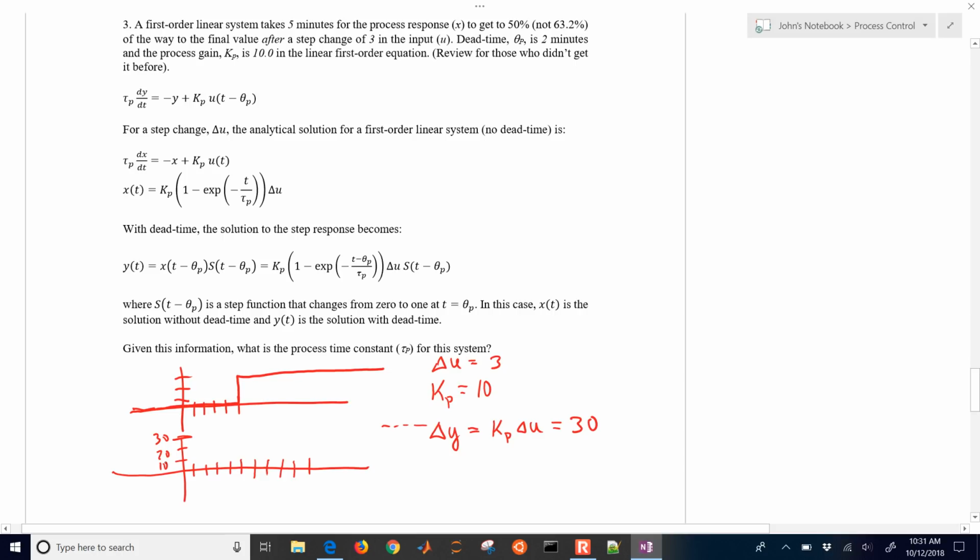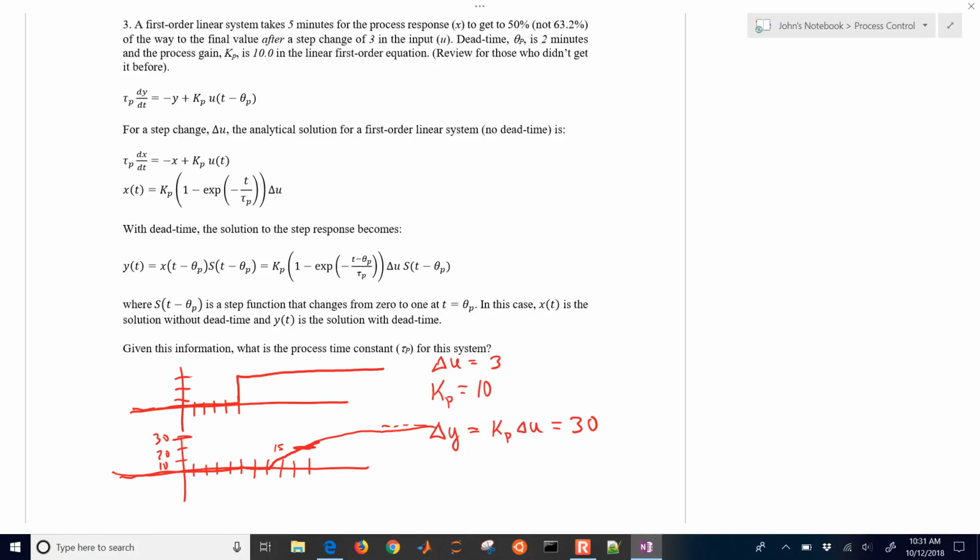And we know that it's going to get 50% of the way there, which is to a value of 15, after the 2 minutes of dead time and then the additional 3 minutes that it takes to get 50% of the way there. So it's going to look something like this. There's our 2 minutes of dead time, and then it's going to come up, and that value is going to be 15. It's eventually going to track up to the new steady state value of 30.